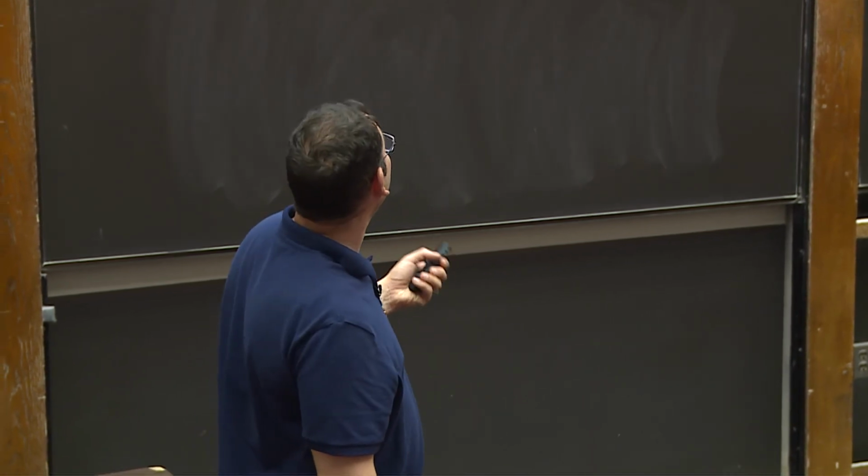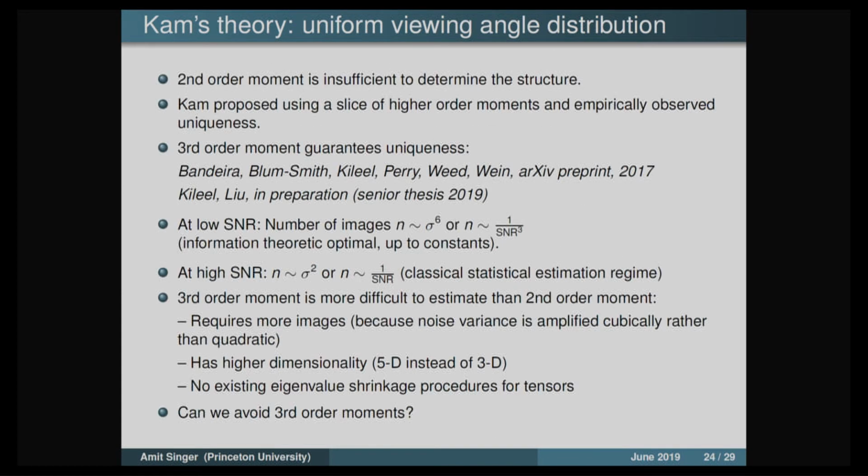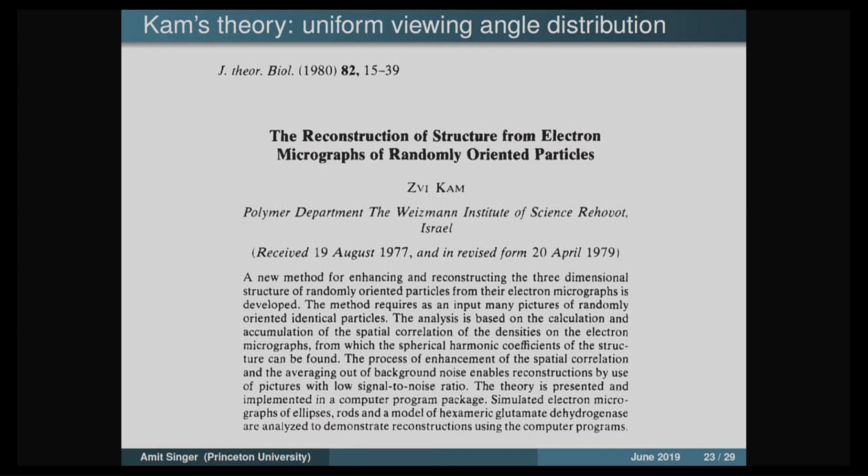Now, in the case of a uniform distribution of viewing directions, the problem really falls apart in some sense. You expand the structure in spherical harmonics, that's the right language because you have to deal with rotations over SO(3). And what you see is that all these equations basically decouple. For every order of spherical harmonics, you have a different set of equations. And then you see that there is actually no uniqueness, no rigidity.